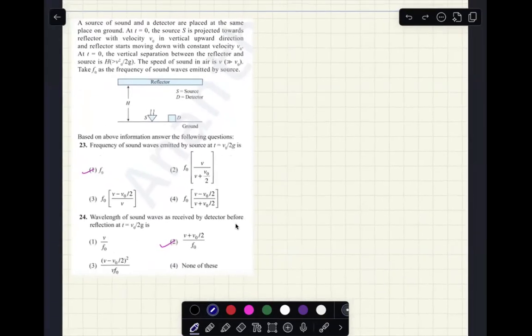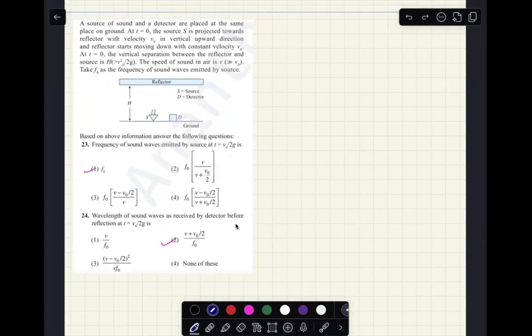Question 23 and 24. A source of sound and a detector are placed at the same place on the ground. At t equal to 0, the source S is projected upwards with velocity V0 in the vertically upward direction, and a reflector starts moving down with constant velocity V0. At t equal to 0, the vertical separation between the reflector and the source is H, which is greater than V0 squared by 2G, the maximum height. The speed of sound in air is V, which is very much greater than V0. Take F0 as the frequency of the sound waves emitted by the source.